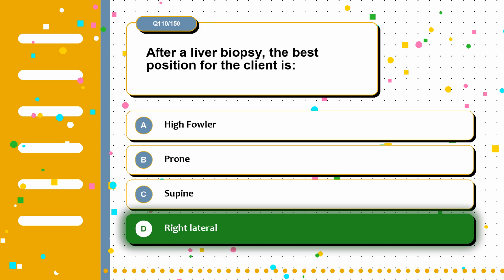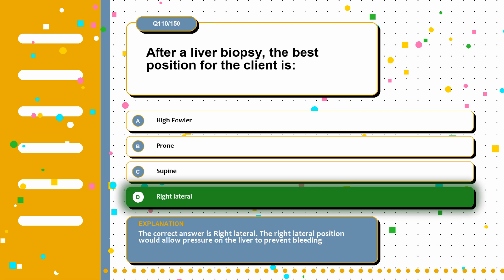The correct answer is option D. Right lateral. The correct answer is right lateral. The right lateral position would allow pressure on the liver to prevent bleeding.